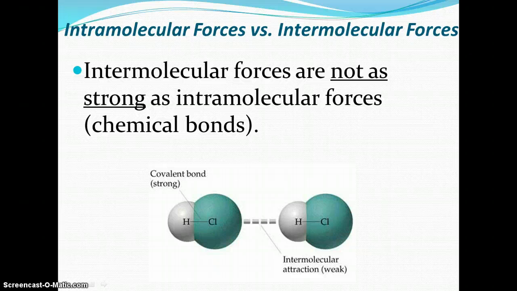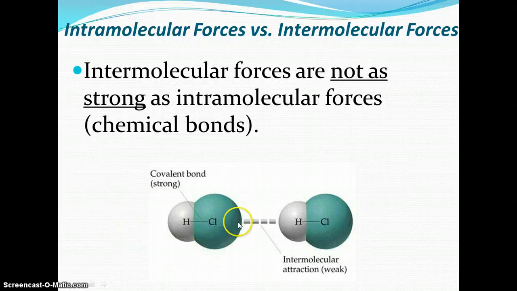Intermolecular forces, which is what we're going to talk about today, are not as strong as chemical bonds, which are intramolecular forces. So the bonds that we've been talking about, the covalent bonds or the ionic bonds that hold together compounds, are very, very strong. They are stronger than the other forces that we're going to talk about today.